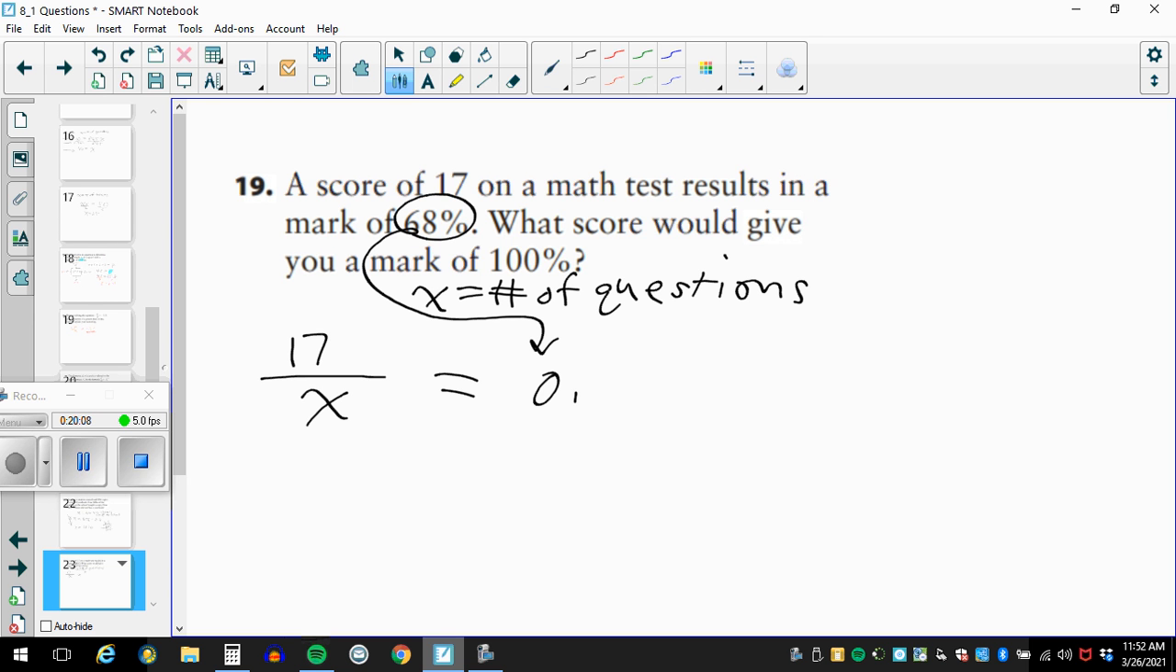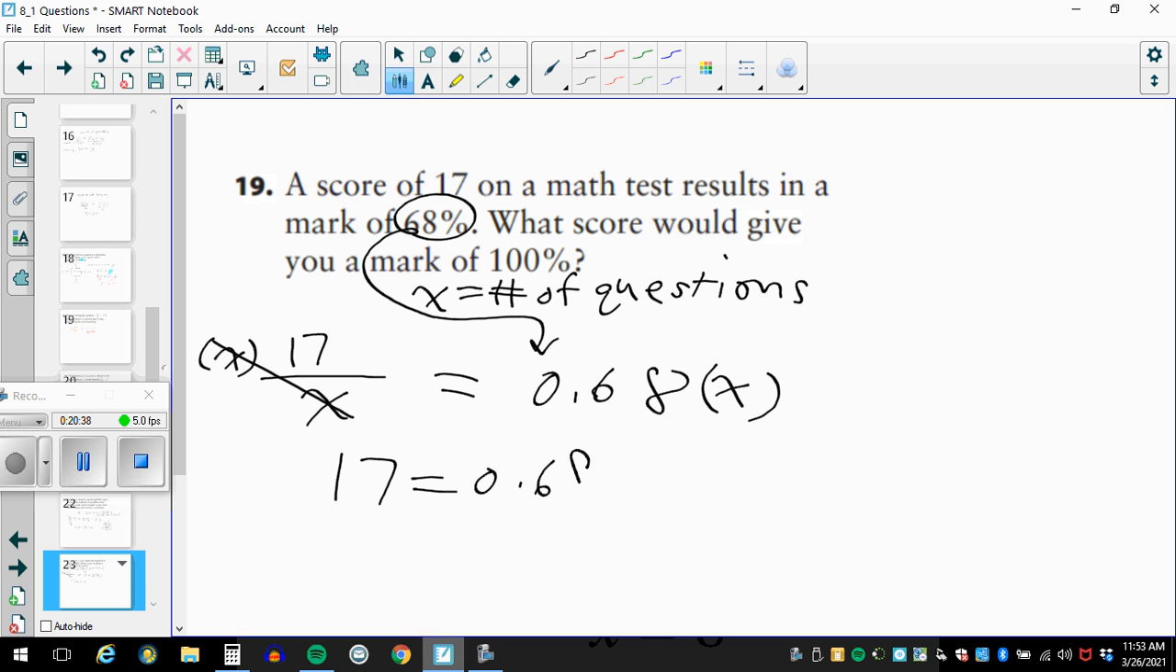Yeah. So I'm going to represent it by this equation. So 17 out of, let's pretend there was 34 questions. If there was 34 questions, what would the person's score have been? 17 out of 34. Would have been 50%, correct? Okay. So 17 out of whatever score this is, I'm going to figure it out by multiplying both sides by x. I get 17 is equal to 0.68x.